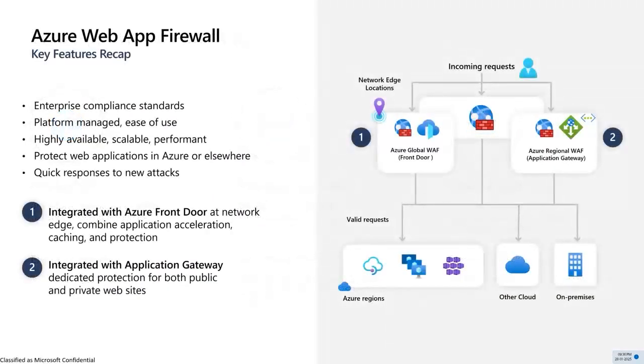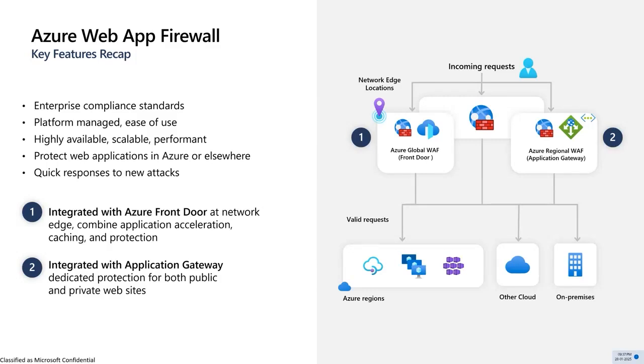Now, let's try to understand what the Azure WAF is. So the Azure Web Application Firewall serves as a guardian for enterprises, offering a platform-managed solution that simplifies the protection of web applications. It safeguards applications hosted in Azure or elsewhere, ensuring high availability, scalability, and performance. Azure WAF efficiently defends against a spectrum of attacks, providing quick responses to emerging threats.